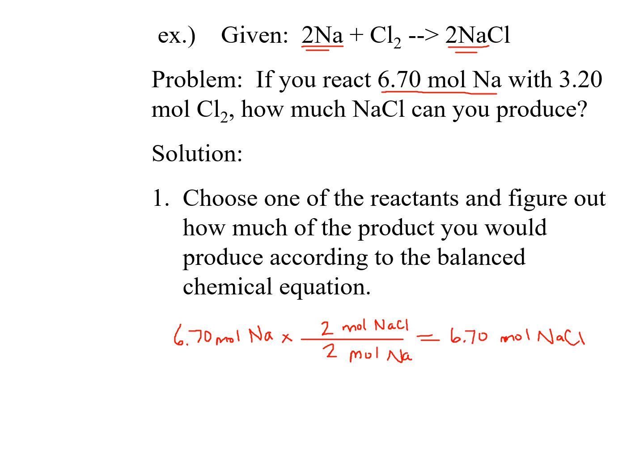So according to this, if I had 6.7 moles of Na and plenty of Cl2, notice we ignored the Cl2 for now, then I should be able to make 6.7 moles of NaCl. Right? Now, we have to do the same thing with the other reactant. So now let's take the other reactant that we have up here, which is the 3.2 moles of Cl2. Let's start with that as our given.